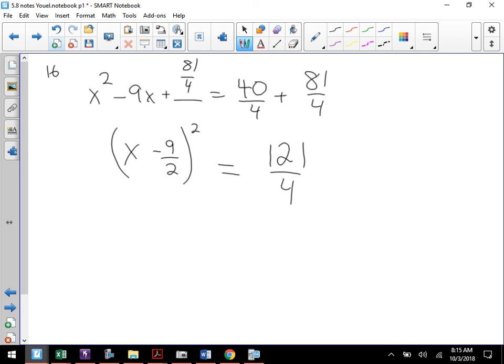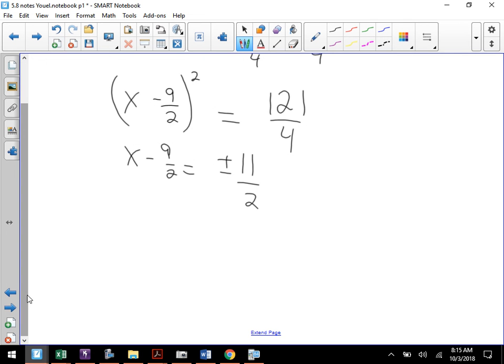So now, square root both sides. I get x minus 9 halves equals plus or minus 11 over 2, which gives me an answer of x equals 9 halves plus or minus 11 over 2. And like I said in the past, you do not have to get your two solutions, even though those are pretty quick and easy. Does that help on that? So it looked like it was going to be awful, but it wasn't. And here we go.